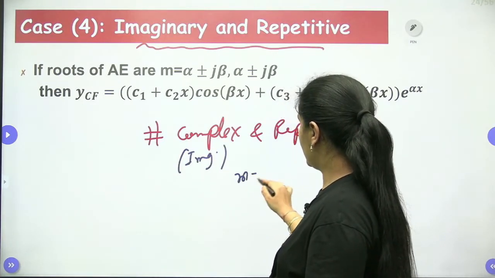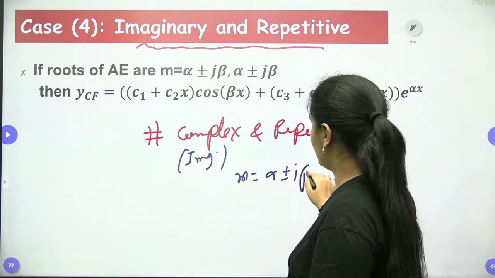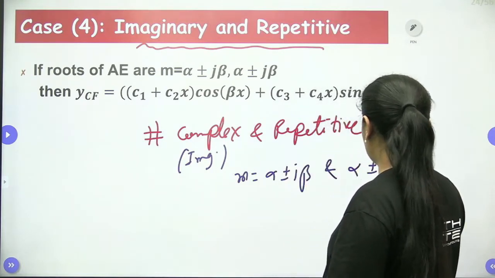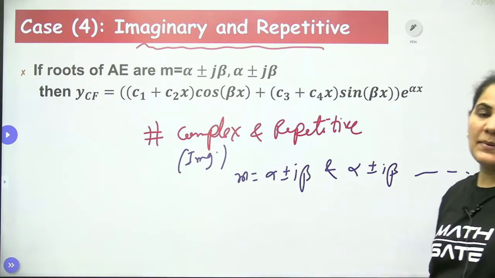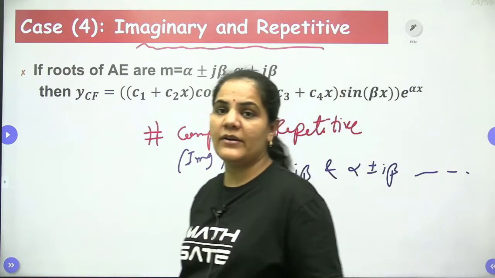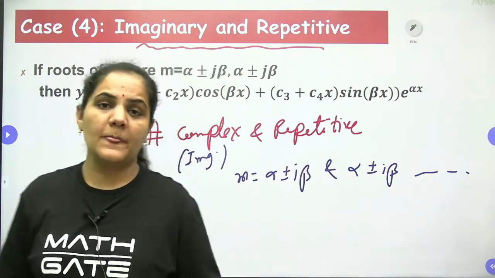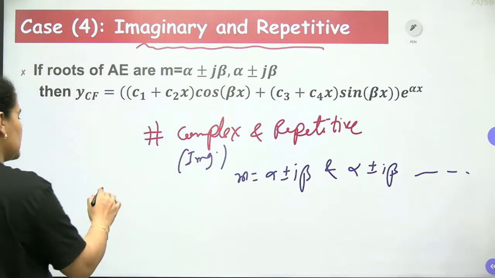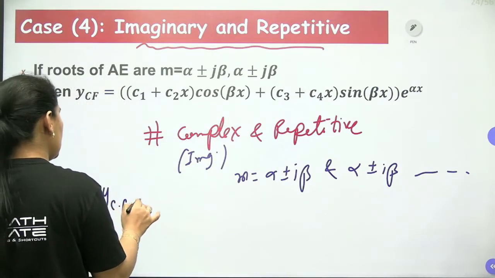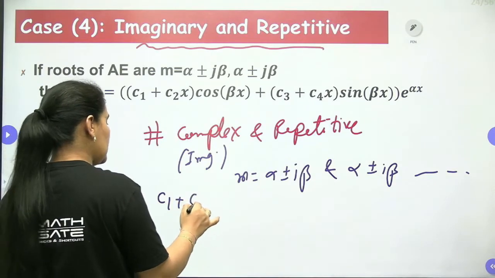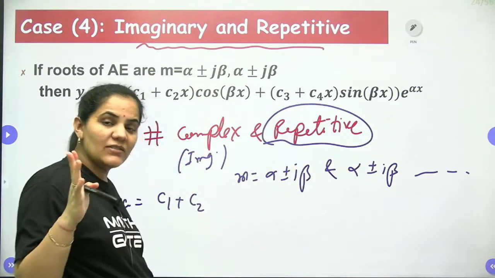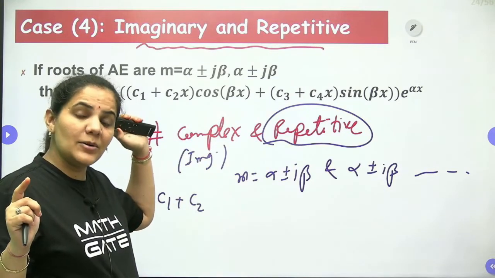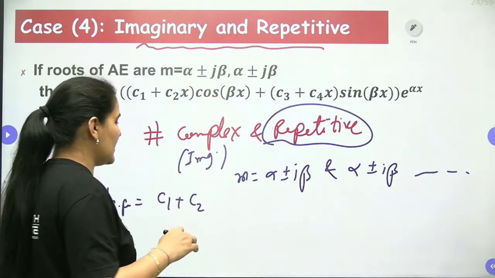So when you are having the roots like alpha plus minus iota beta and alpha plus minus iota beta, it means you are having repeated roots. So what will be the CF in that case? Whenever we have the repetitive roots or equal roots, the format will be C1 plus C2x, which we discussed in case number 2.